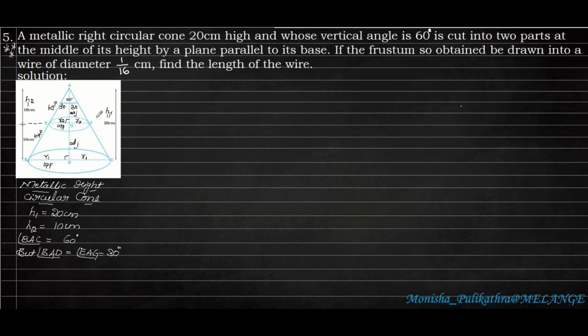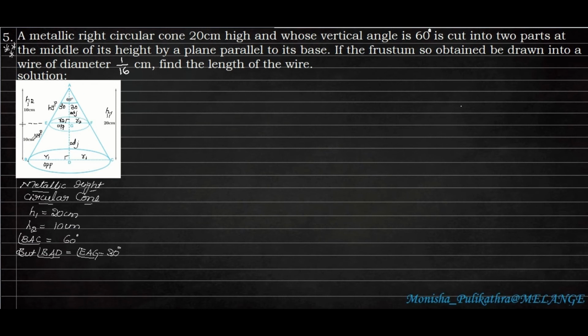So this is a metallic right circular cone of 20 centimeter height. The overall total height of this metallic circular cone is 20 centimeter, which is given as h1 is equal to 20 centimeter, and the vertical angle, so the entire angle BAC is 60 degree. If BAC is 60 degree, the half will be 30 degree. Okay, so BAD and EAG is 30 degree.